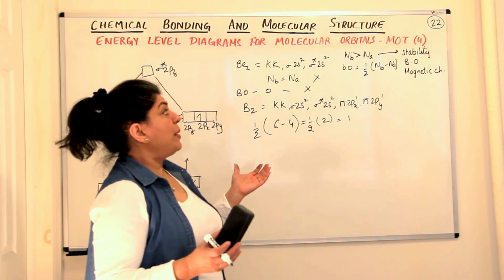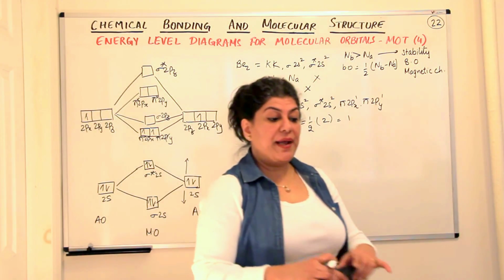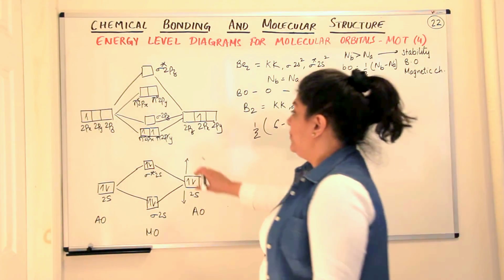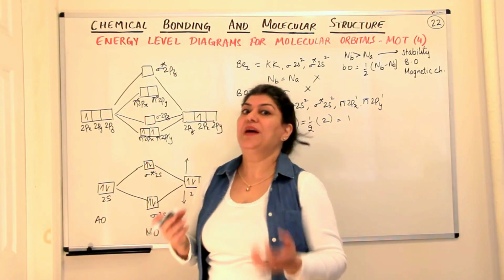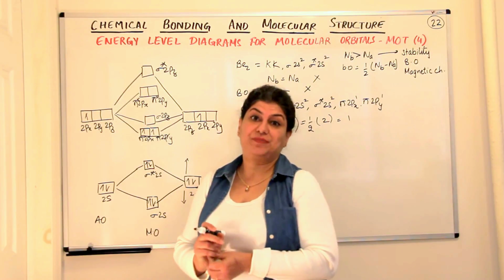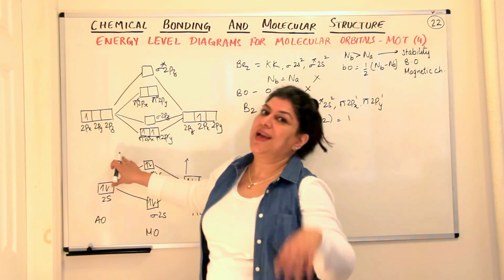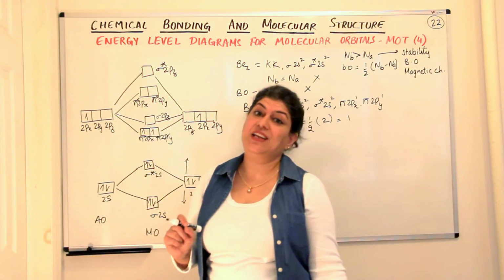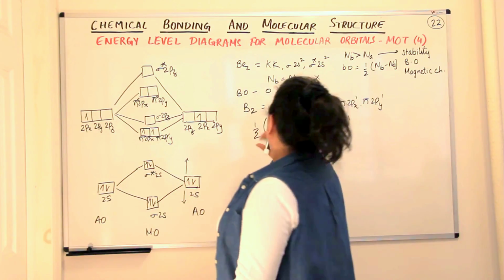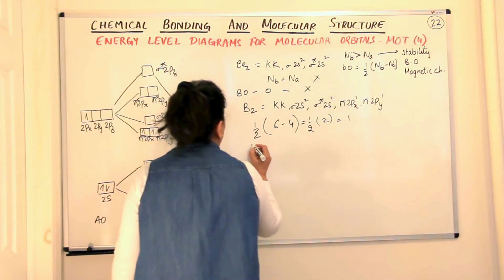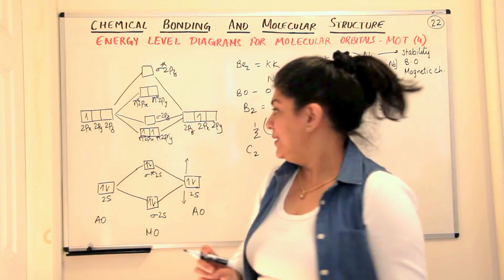And what would you say about its magnetic character? I told you, if there are unpaired electrons in the molecule, then the molecule should be paramagnetic in nature. And it has been found that the boron molecule does exist and it is paramagnetic in nature. So after boron, the next atom is carbon, right? So let us see if we have a C2 molecule.